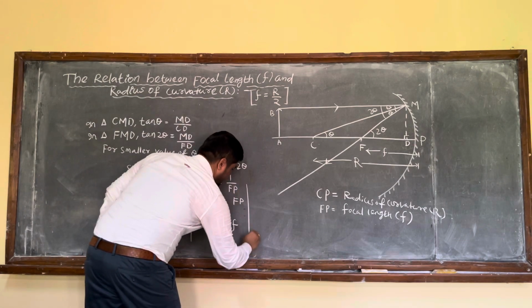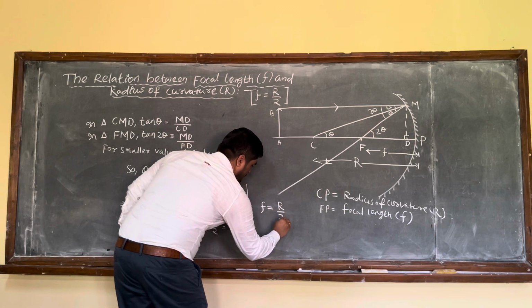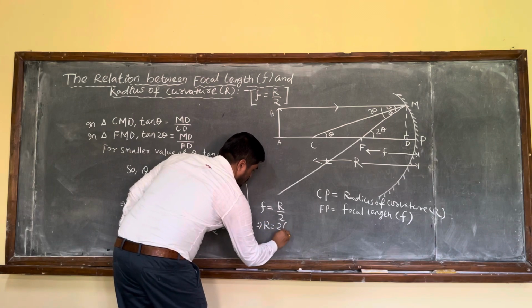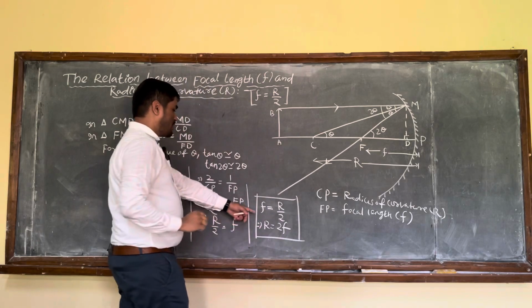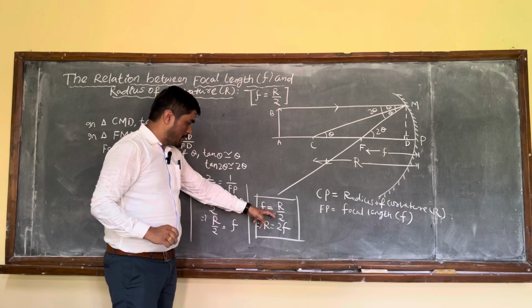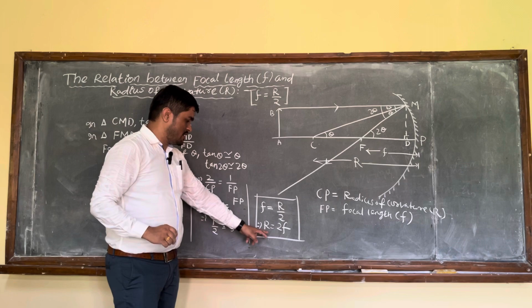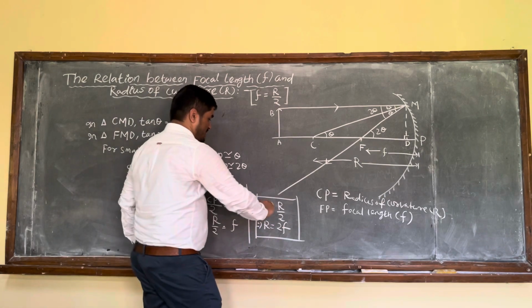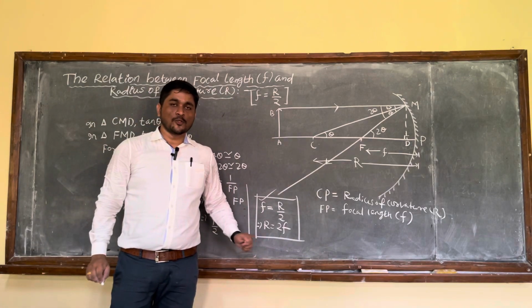So the focal length F is half of the radius of curvature, or R is equal to 2F. This is the relation between the focal length and the radius of curvature. The focal length is half of the radius of curvature, or the radius of curvature is equal to twice the focal length. You have to remember F is equal to R divided by 2. Thank you.